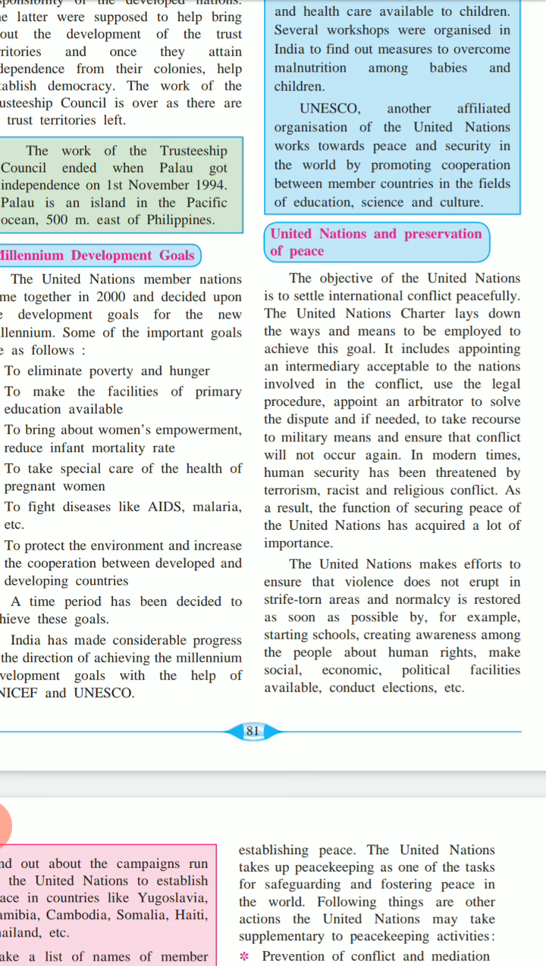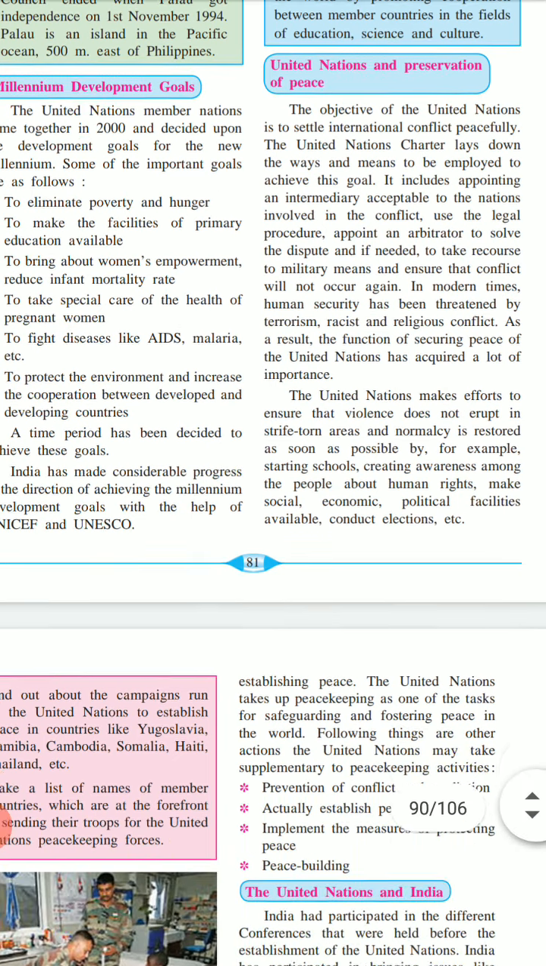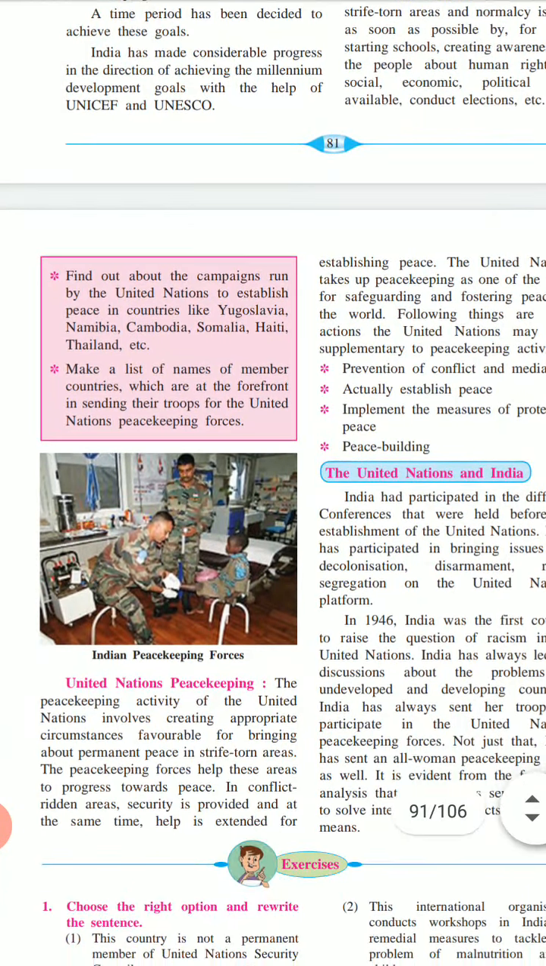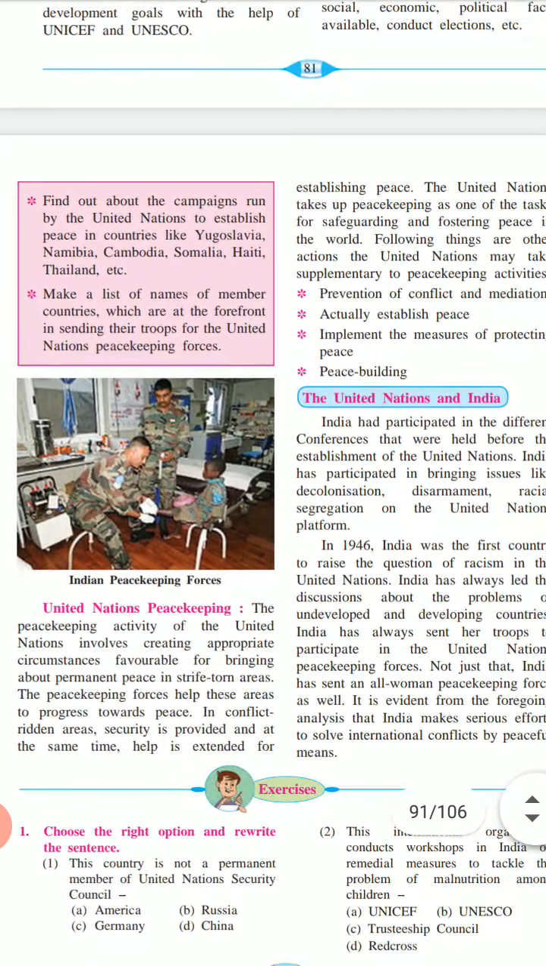So, to maintain peace and harmony among nations, the first thing to be done is to start schools, which create awareness among the people. Such awareness programs should be held so that humans know their human rights, and social, economic and political facilities should be available. The election should be conducted fairly. Such things should be done so that peace and harmony will be maintained.